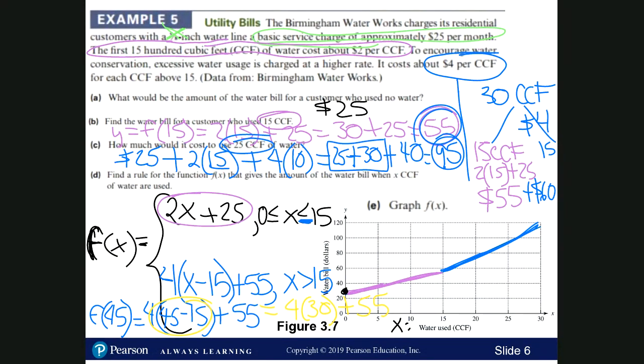That's very light. Let me trace it again. That includes the basic charge fee and the $30 that is in here in this 55. The 25 plus 15 CCFs at $2. I repeat, 30 plus 25, that's how we got this 55 here, okay? And so the last question here, it says, find a rule for the function f of x that gives the amount of the water bill when x CCFs of water are used. So we already finished with that. This is just an example, okay? The actual answer for, what is that, D, is this here. That will be the function rule, the piecewise function.